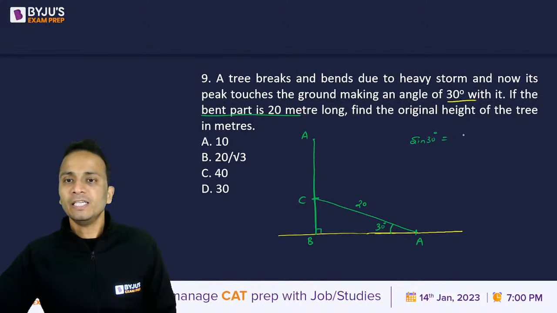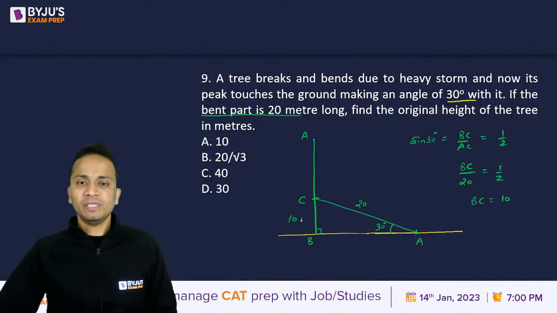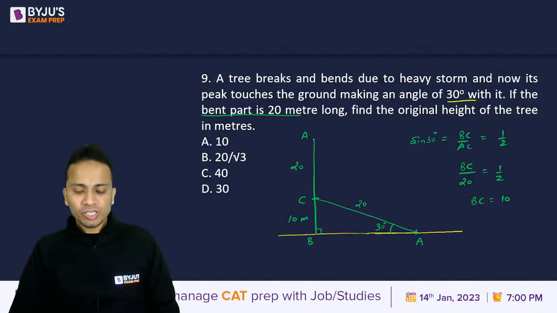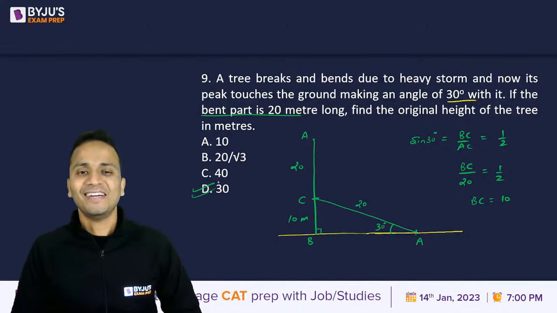So sine of 30 degrees will be BC upon AC. What is the value of sine 30 degrees? It is 1 upon 2. So the length of BC divided by AC, which is 20, is equal to 1 upon 2. So length of BC will be equal to 10 units. All right. So 10 meters will be the length of BC, and the length of AC is already given as 20. So the height of the original tree will be equal to 10 plus 20, that is 30 meters. So the correct answer for this question is 30 meters.